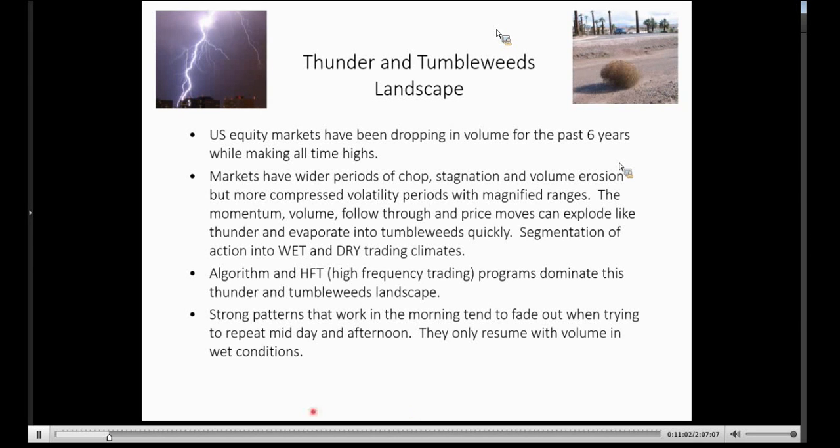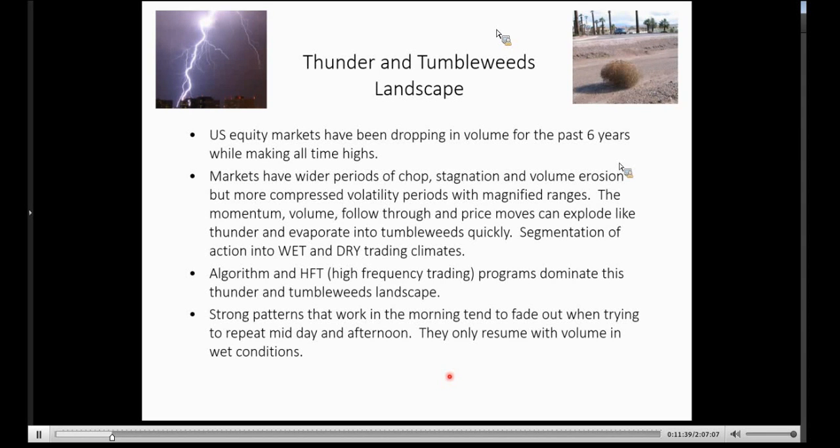So what that's created, though, is a landscape which I label the Thunder and Tumbleweeds landscape. And that's where you have that big flush of activity, volume, and participants. And then when they thin out or evaporate, you get very thin market conditions. Even your thick stocks get very thin. Bids evaporate really fast. And in an up market, oftentimes they'll be playing on the short side because there's more liquidity on the short side.